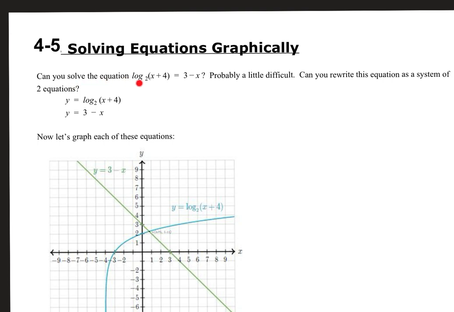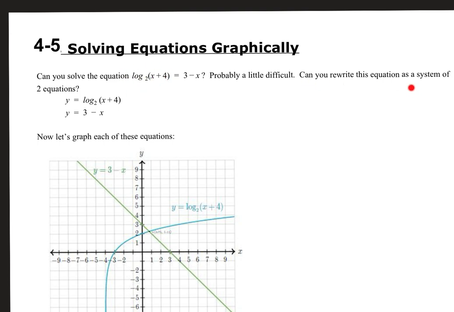It says, can you solve the equation log base 2 of x plus 4 equals 3 minus x? Probably a little difficult. It would actually be very hard. I don't even know how we would do this, because every step we would take, we would still end up with x's on opposite sides. We wouldn't be able to get x all by itself, or at least there'd be other stuff in there with the x.